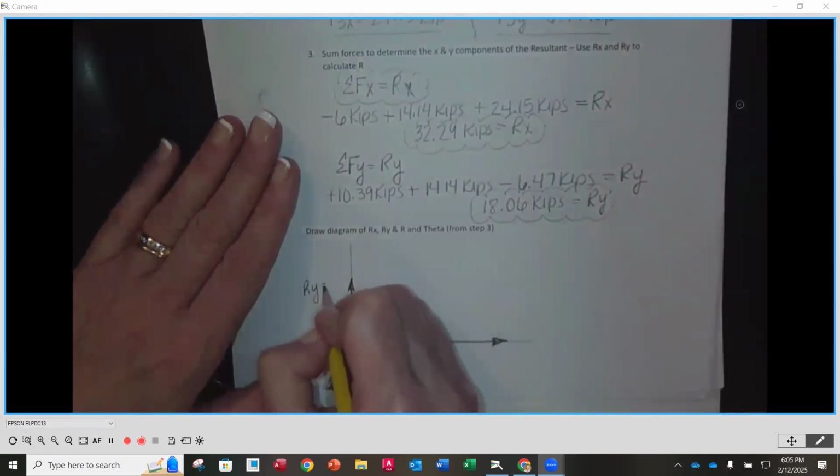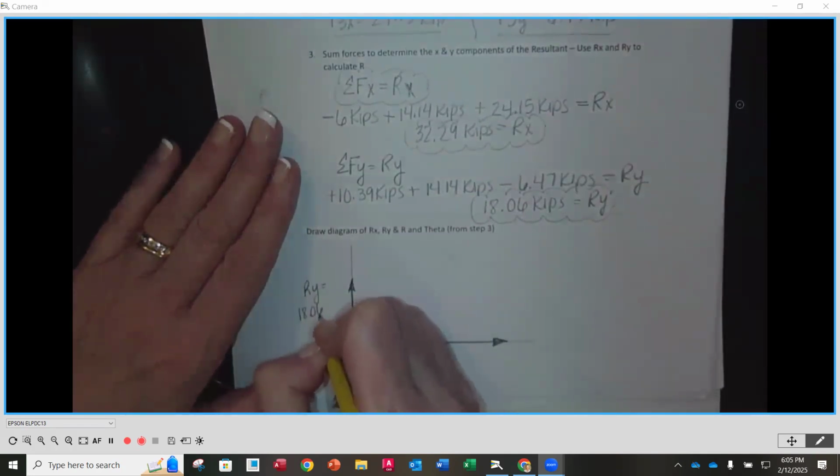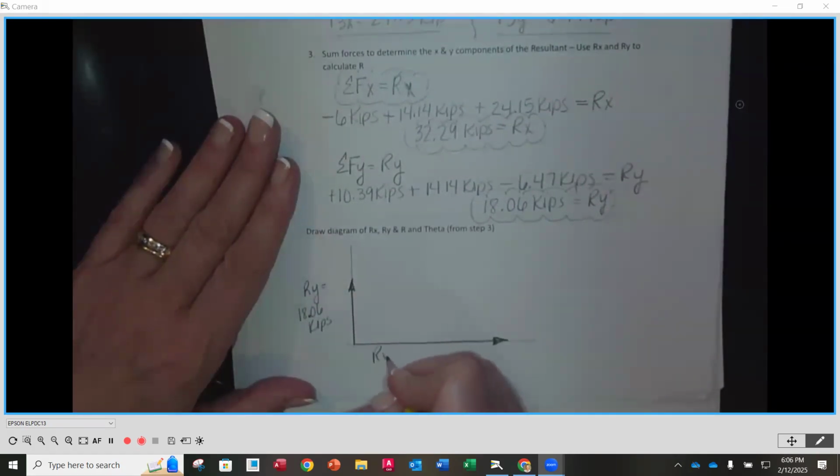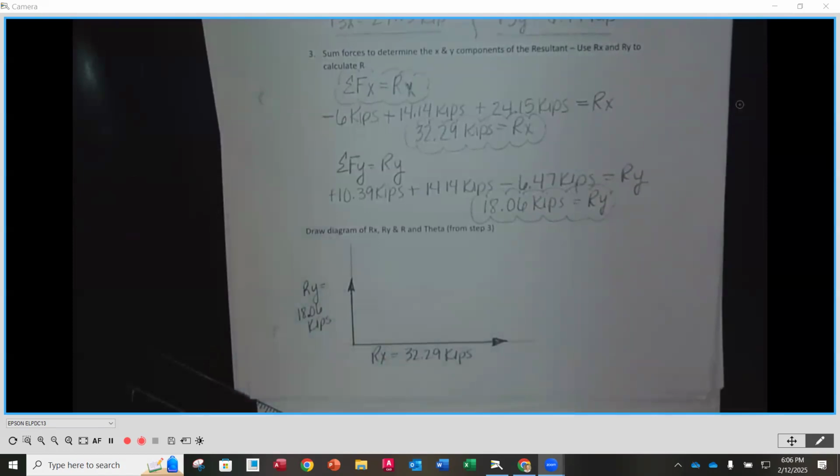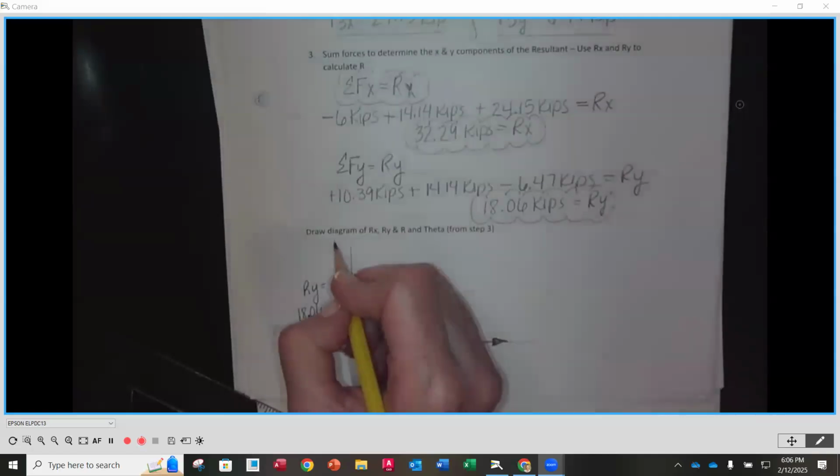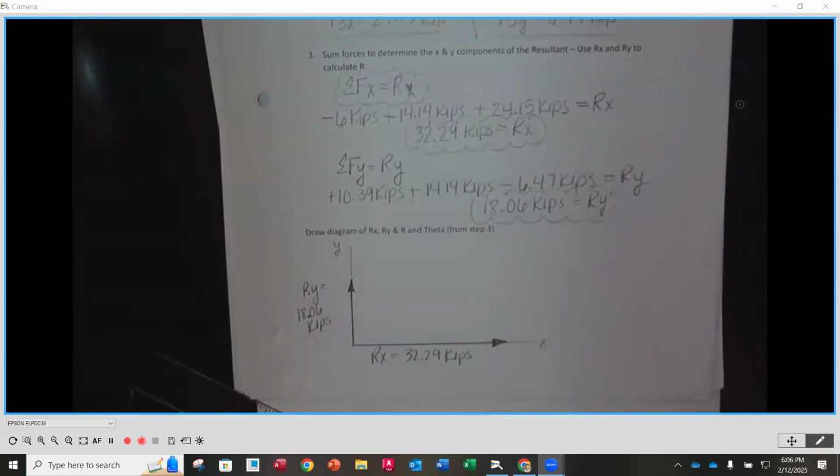Now it looks like, and you can see by the numbers, our X component is 32, our Y component is 18. So along the Y, I'm going to draw my component about that long, okay? And along the X, we'll draw it at least twice, maybe a little bit less. That's going to be my Rx. So my Ry is equal to 18.06 kips. And our X is going to be 32.29 kips. Okay. So labels, you're going to draw them. You're going to show the directions up according to our convention. This is our Y, that's our X axis, and put the units in place.